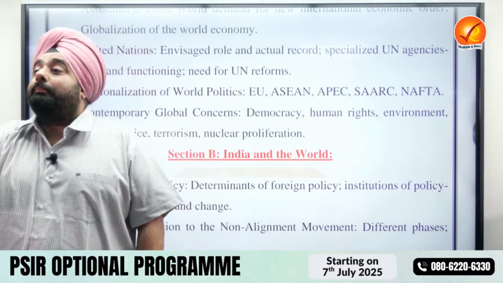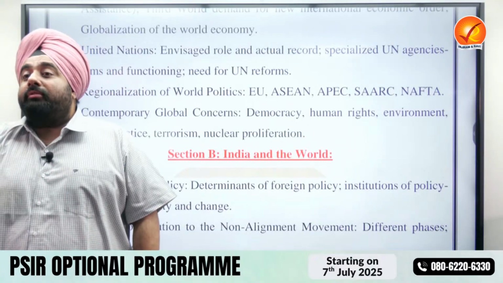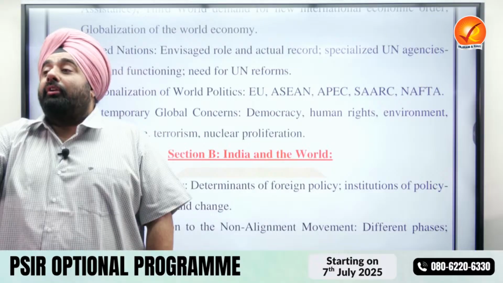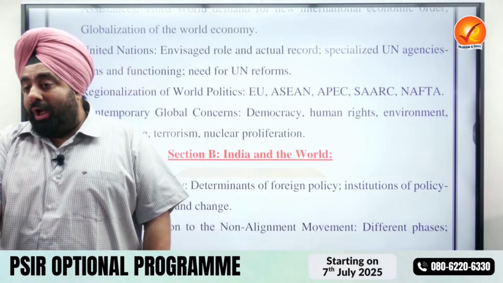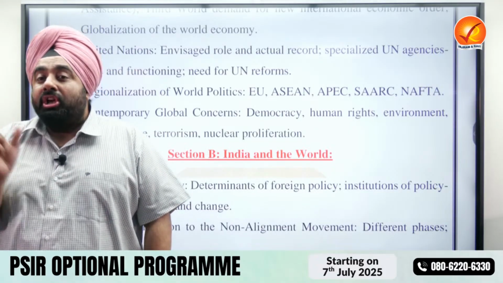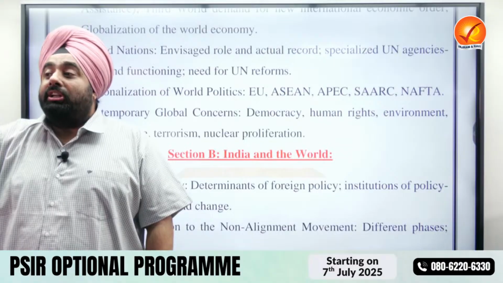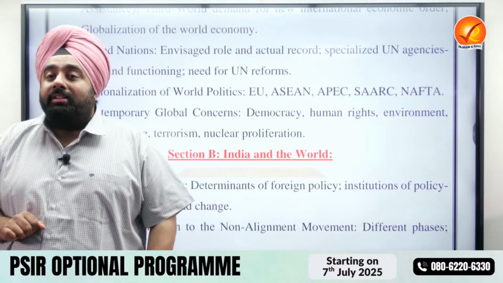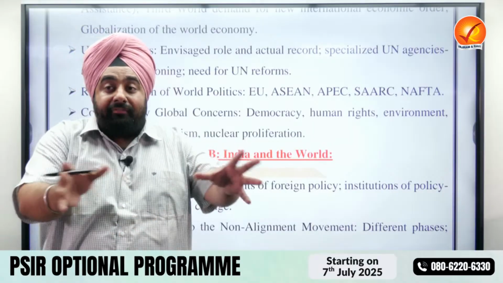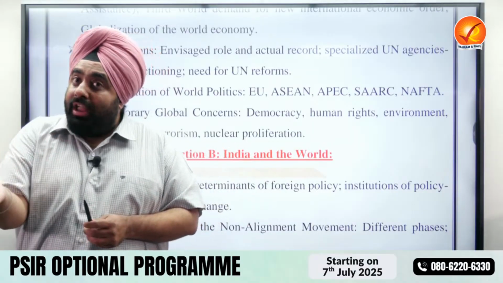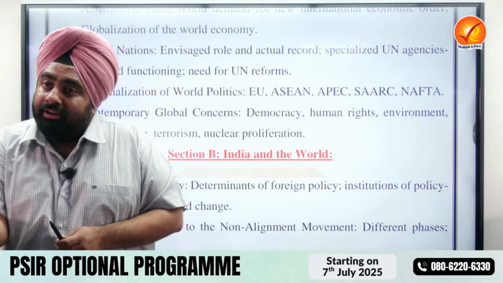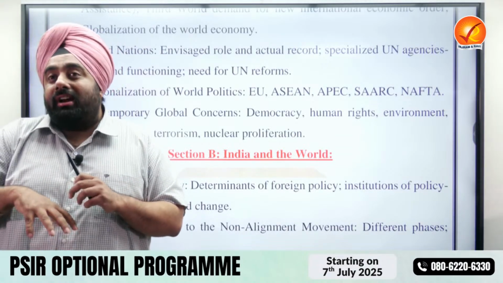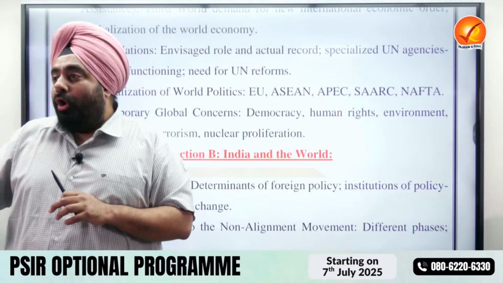For example, European Union. In European Union, you have 27 European countries. You have SAARC, South Asian Association of Regional Cooperation, where you have only South Asian countries as members. You have ASEAN, Association of Southeast Asian Nations, where you only have Southeast Asian countries as members. You have African Union, where you only have African states. Now we have BIMSTEC also, Bay of Bengal Initiative for Multi-Sectoral Technical and Economic Cooperation, where you have only countries on the Bay of Bengal as members.